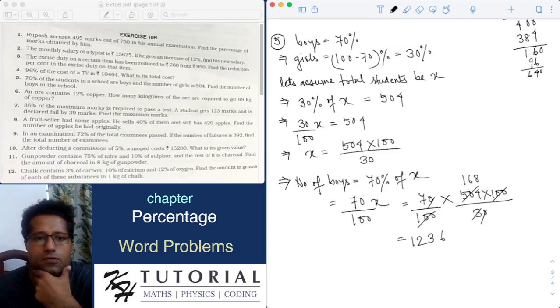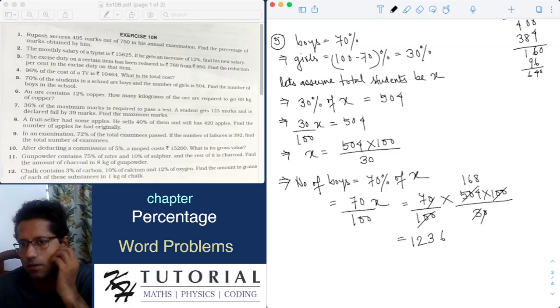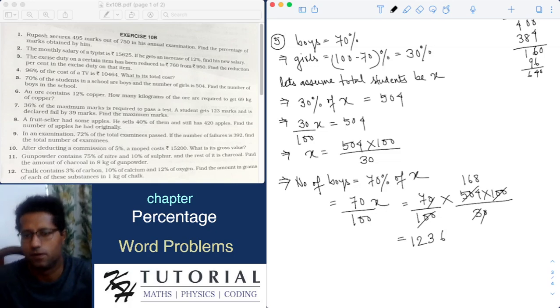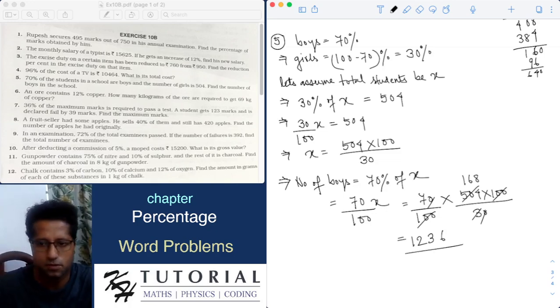70% of the students in the school are boys, and the girls is 30%. So boys is almost double the girls. Yeah, I think so, the number of boys in the school is 1236.